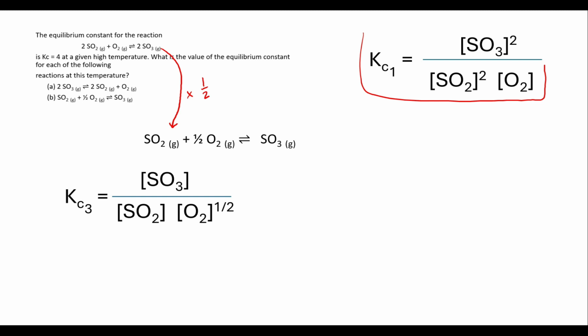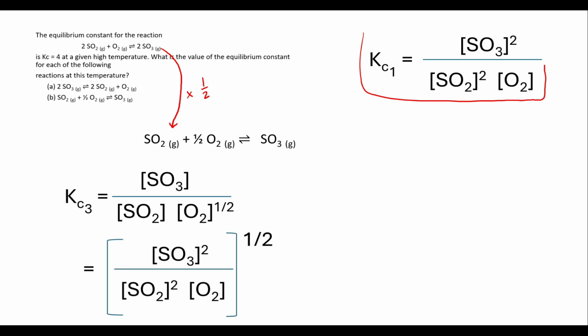Now, just like I did before, because I multiplied it by 1/2, I'm just going to factor out a 1/2 exponent from each of them. And now again, I can see that this expression is the same as that. So therefore I can substitute in, and I see that my new equilibrium constant is equal to the original raised to the power of 1/2.